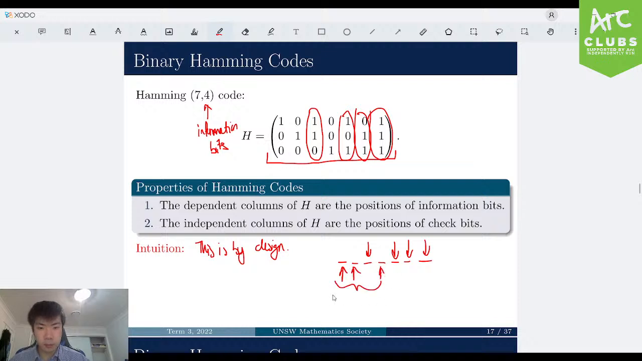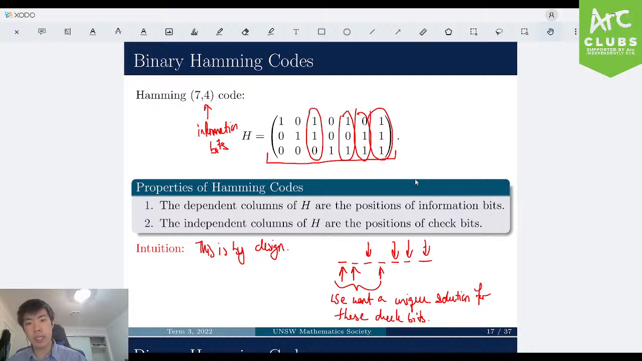So we want a unique solution for these check bits. We always want, no matter what information bits we choose here, and here, to be able to solve uniquely for these other 3 check bits. And the only way to guarantee that we will have unique check bits every time would be that they are the independent columns of our parity check matrix H.